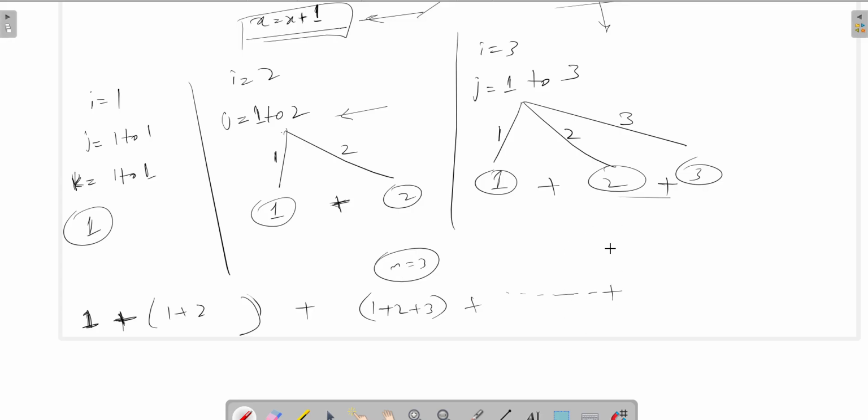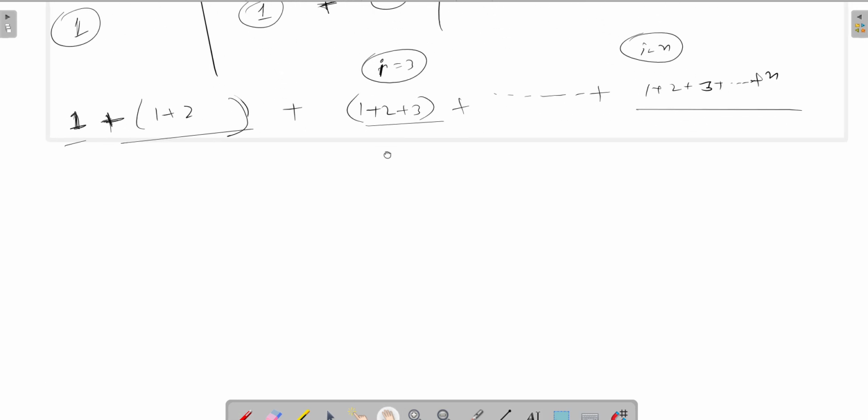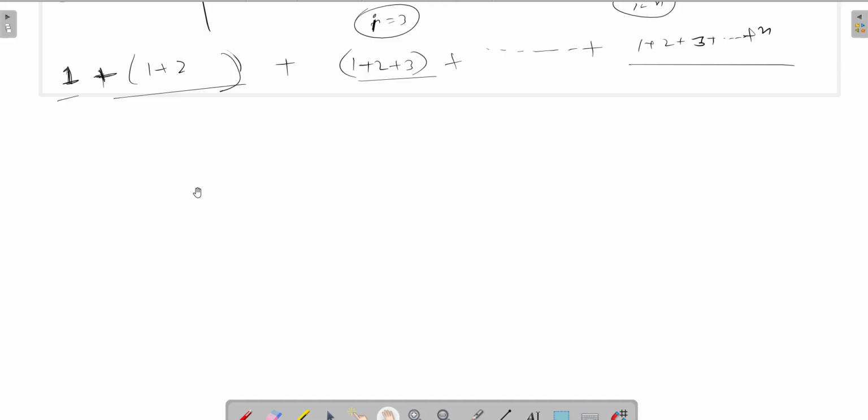So I wonder what would happen when i is equal to n. What would happen then? Well, in that case, we can make it a general formula like this. So that's what we do. Okay, now when we have that, what does that tell us?